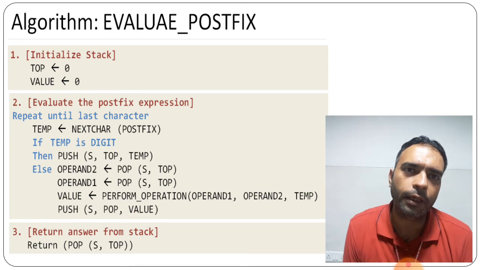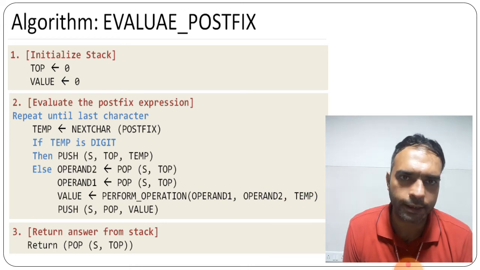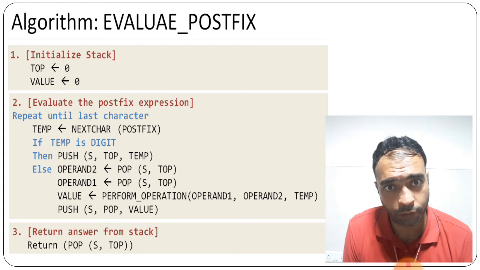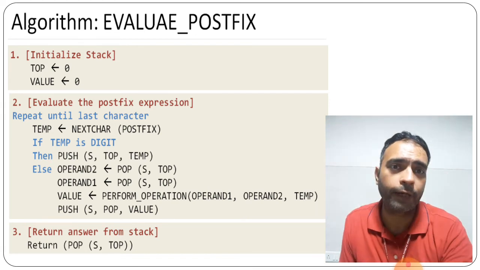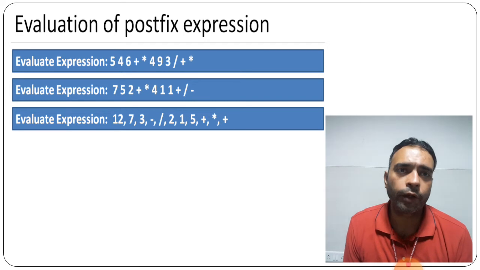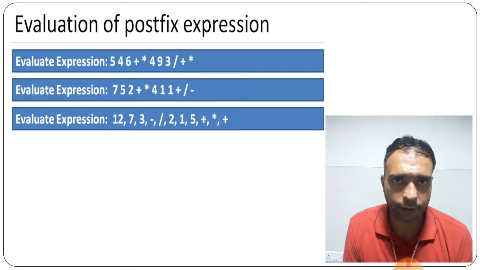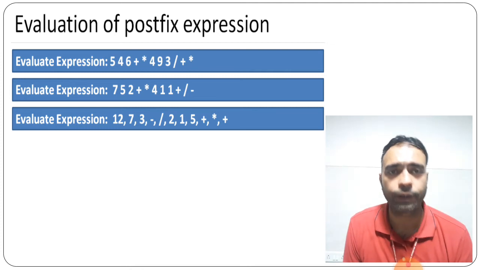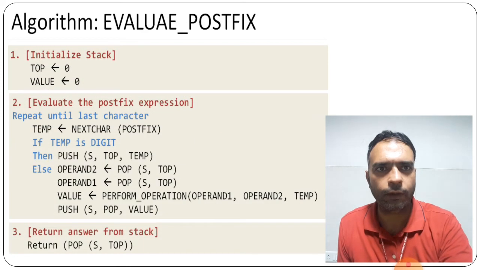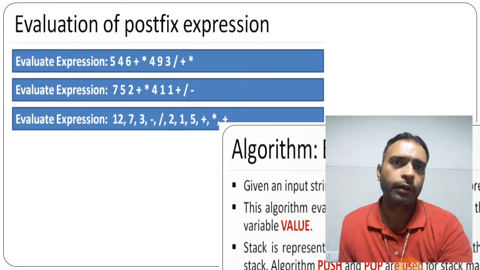So this will repeat until the last character comes, that is the second step. Now the third step will finally return the popped stack top, that means the final value that we get from the second step. So we will pop that value and finally it will be stored. And now for your practice, these three questions are given to you, you can practice on your own using the previous algorithm that we have used.